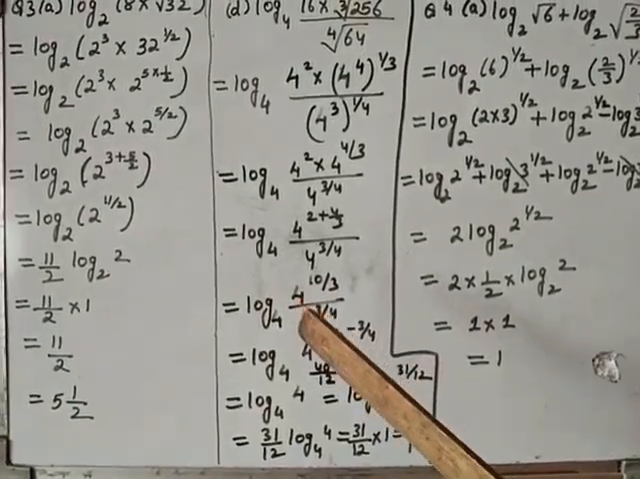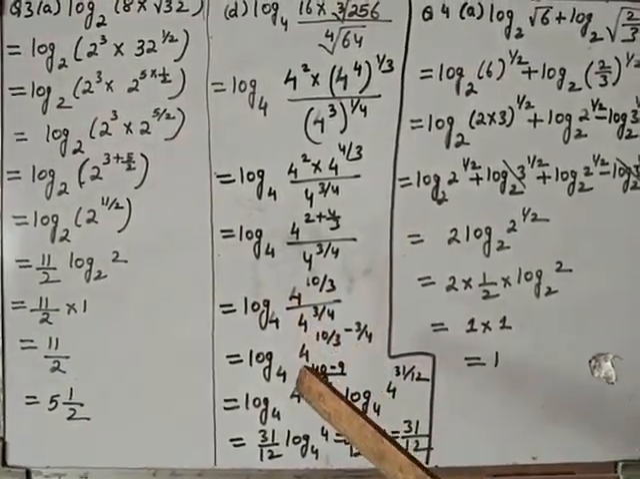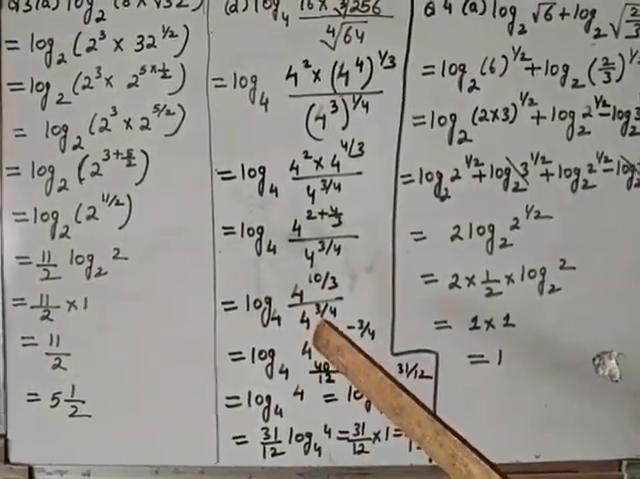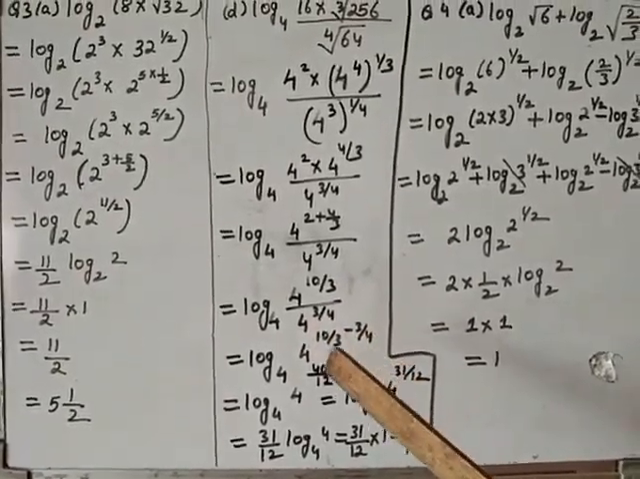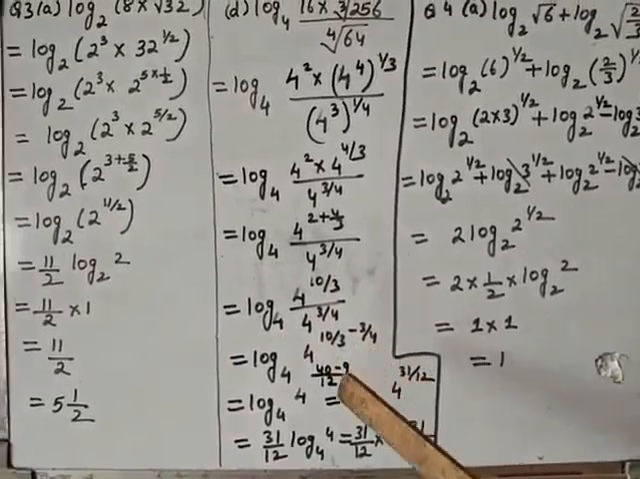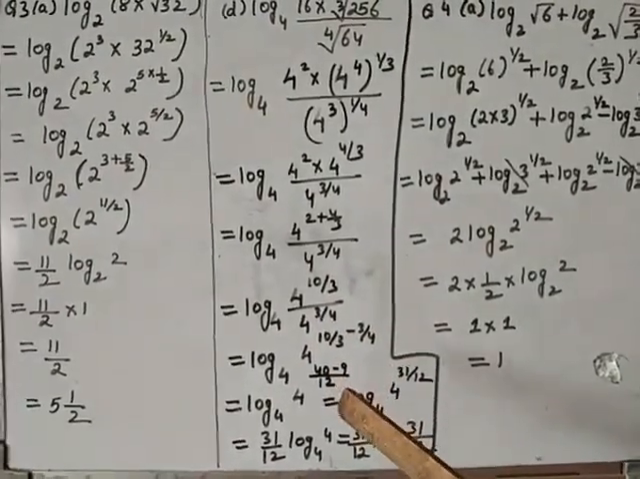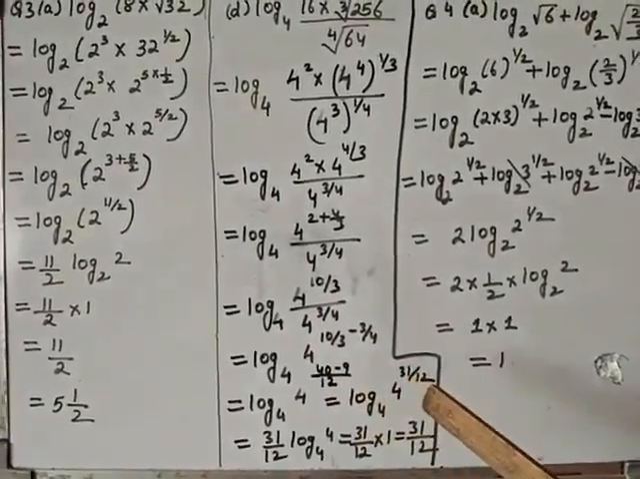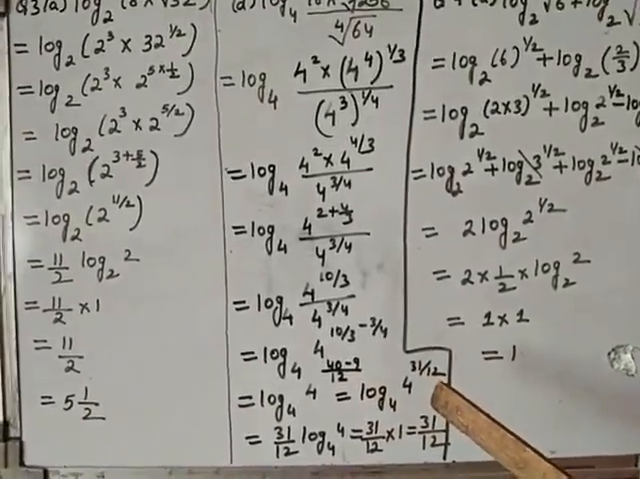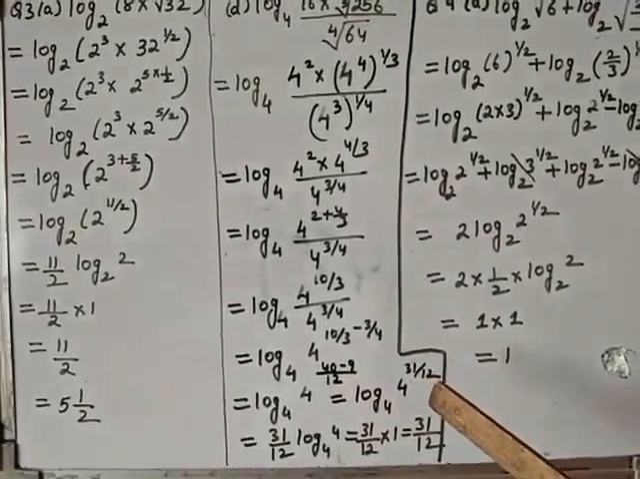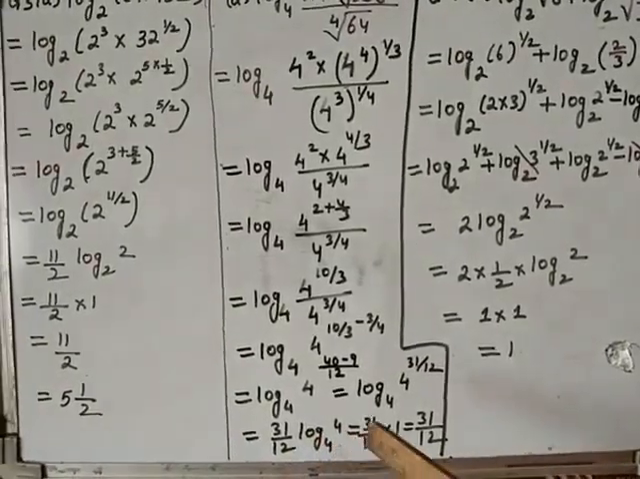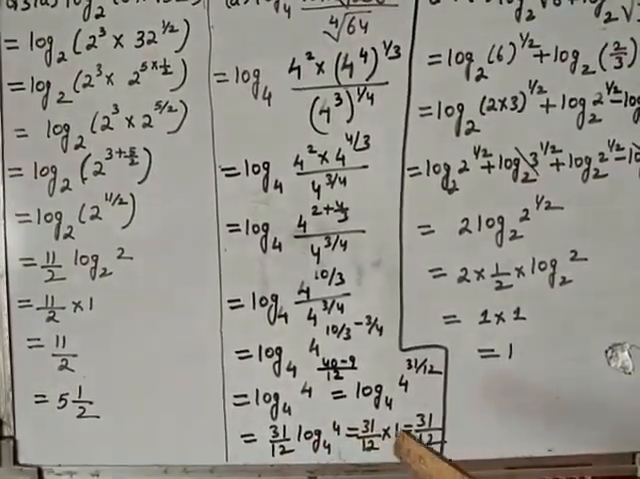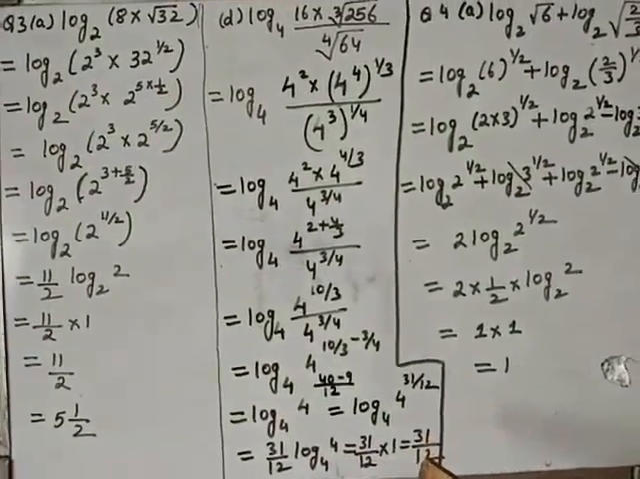Now in both numerator and denominator the base is same, we take one common base, and when the power of the denominator goes in the numerator, it becomes minus 3 upon 4. When we solve this power, we are getting 40 minus 9 upon 12, which is 31 upon 12. So according to the third law of logarithm, this 31 upon 12 comes in front. So 31 upon 12 log to the base 4 of 4 is equal to 31 upon 12 into 1, which is 31 upon 12. Clear, student?